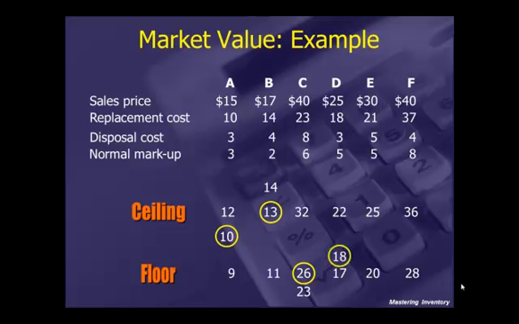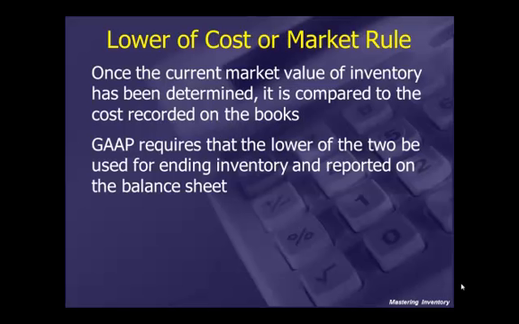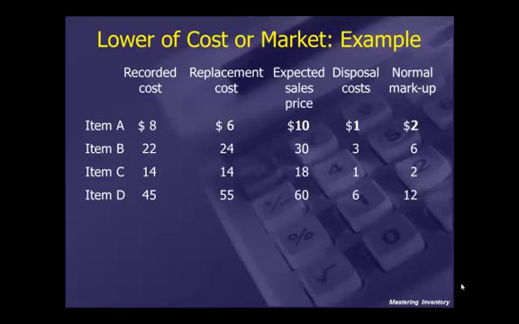In D, replacement is 18. It's between the ceiling and floor, so you use it. On E, the replacement is 21. Between the ceiling and floor, you use it. And on F, the replacement 37 is above the ceiling, so you must use the ceiling. Now, once the current market value of inventory has been determined, it is compared to the cost recorded on the books. GAAP requires that the lower of the two be used for ending inventory and reported on the balance sheet.